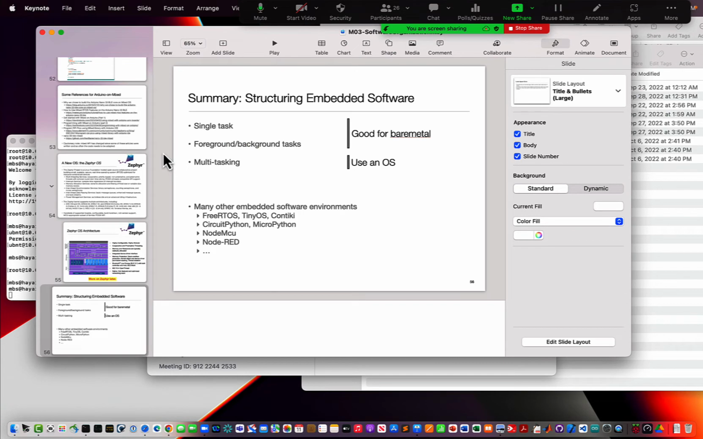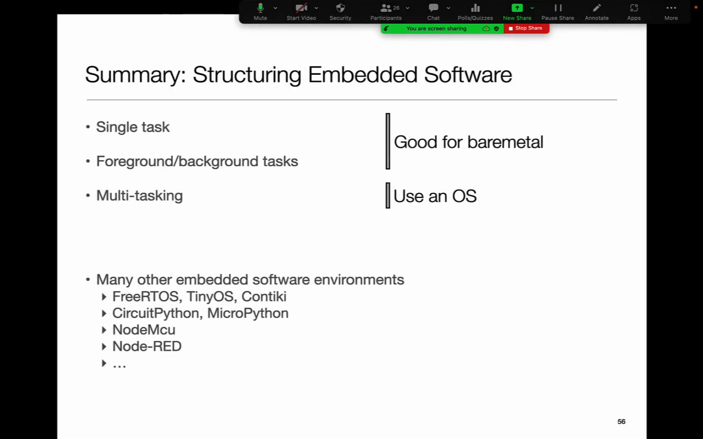So Node-RED is targeting larger scale distributed systems where individual hardware nodes may be running, let's say, FreeRTOS or Mbed or whatnot, and Node-RED layers on top of that.